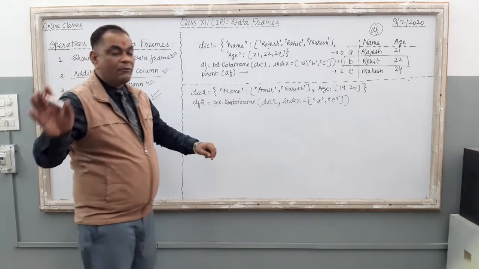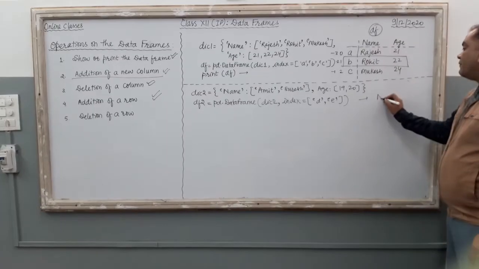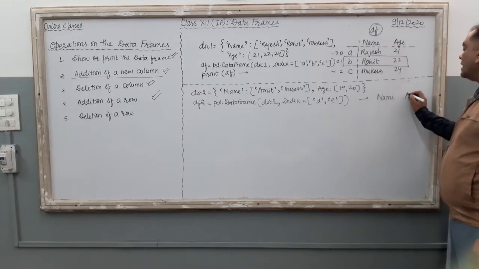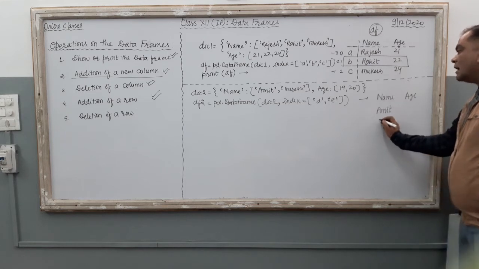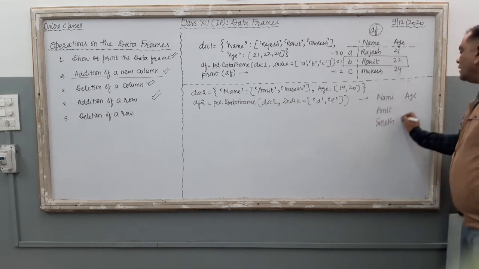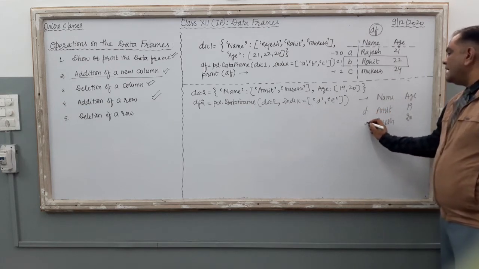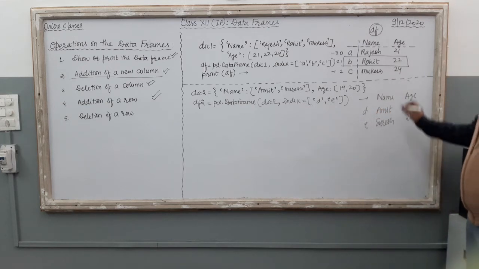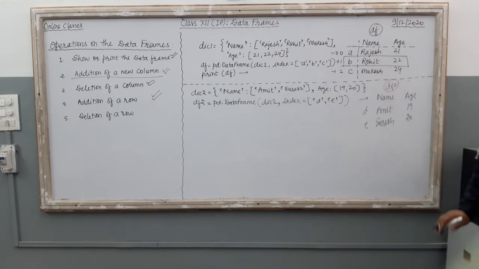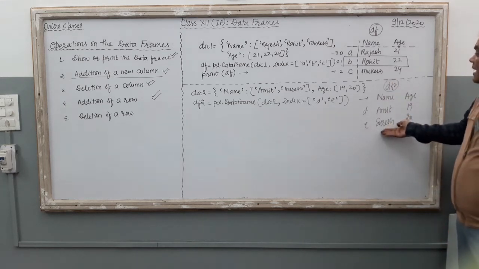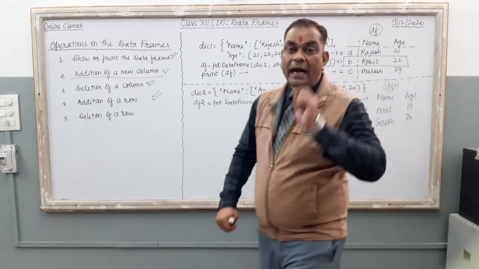If you want to see how df2 will look, just see what is there in df2. The first column is name, the second column is age. In the name column the first name is Amit, the second name is Suresh, and their ages are 19, 20, and then the index is D and E. This is the df2, data frame 2, right? Now you just add this data frame with this data frame. df2 has to be added below df.